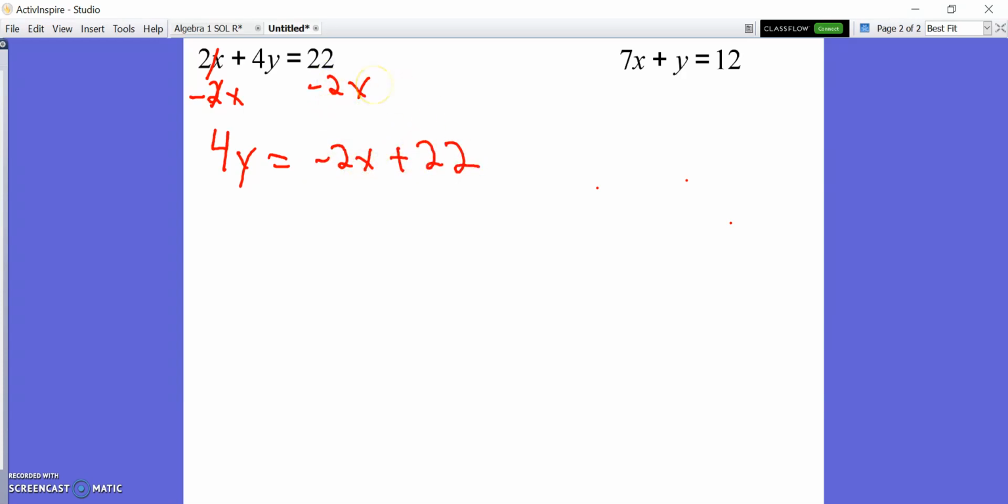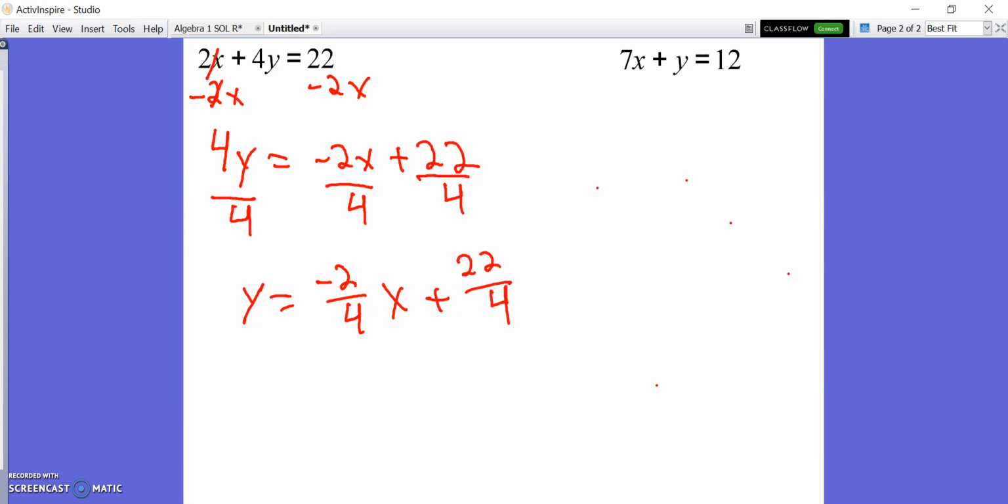I like writing my x term out first. And then we're going to divide all of the terms by 4 because that 4 is multiplying the y. So now you're going to have y equals negative 2/4 x plus 22/4. Now if you stopped here and you're doing it in the calculator, this would be fine. These are not simplified fractions though, so really I want to simplify them. Negative 2/4 is the same as negative 1/2. And then 22/4 is the same as, I can divide both top and bottom, the numerator and denominator, by 2, so that would give me 11/2.